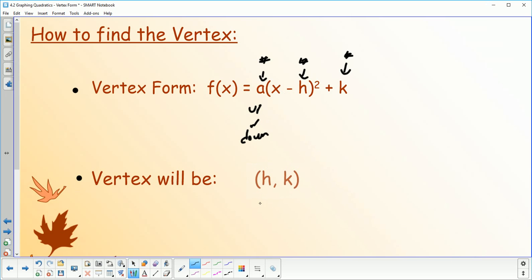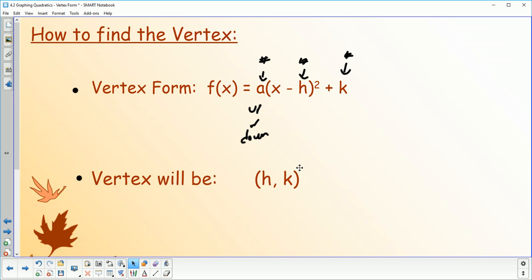Now, one hint that we always use here is that h hates its sign. So if it's negative, h has got to be positive. If this was x plus some number, then h would be a negative number, where k keeps its sign. So if it's plus, k stays positive. If it's minus, k is negative. So h is always opposite. It hates its sign. K is always positive. It keeps its sign.